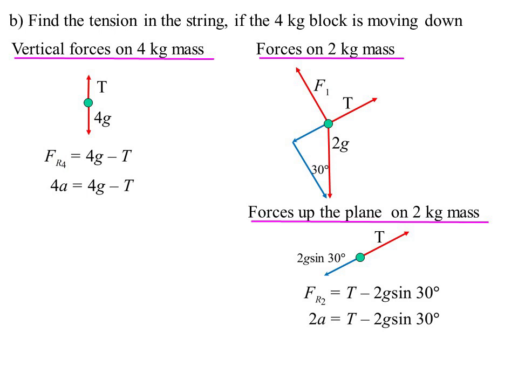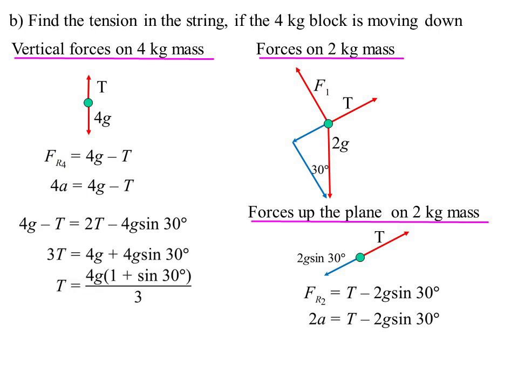Okay, so I have 4G minus T is equal to 2T minus 4G sine 30. Multiply by 2, I get 4A. I'm equating them. I can now make T the subject of this, and I've got an answer for my tension. It's an exact one. Plug it into a calculator, we get 19.6 newtons.